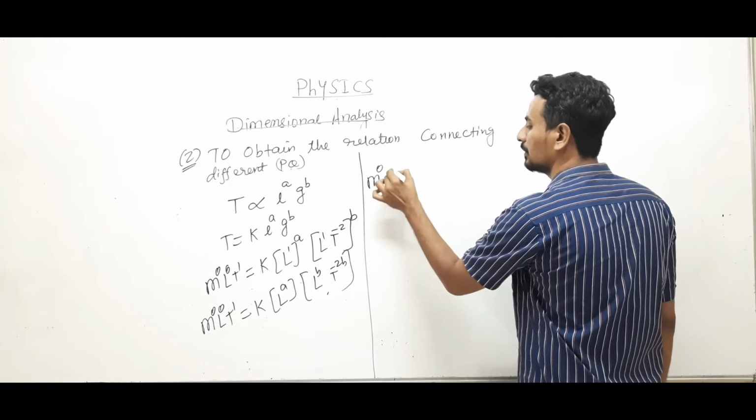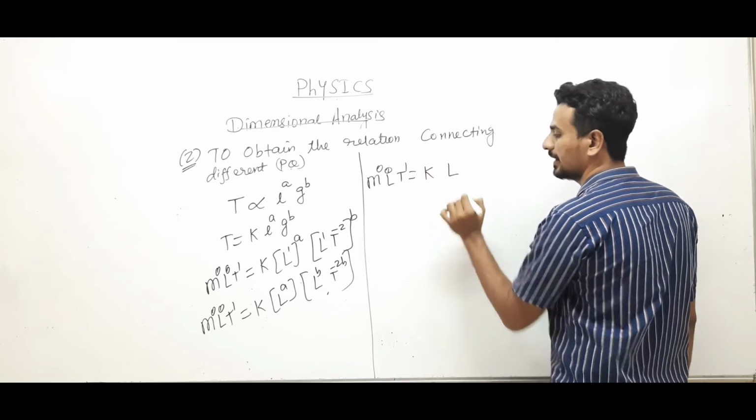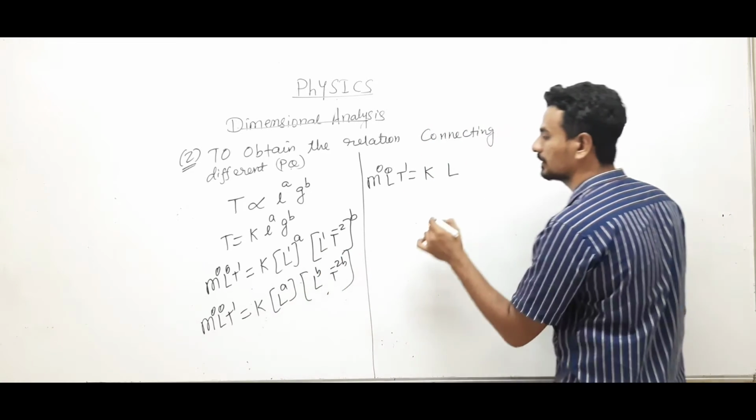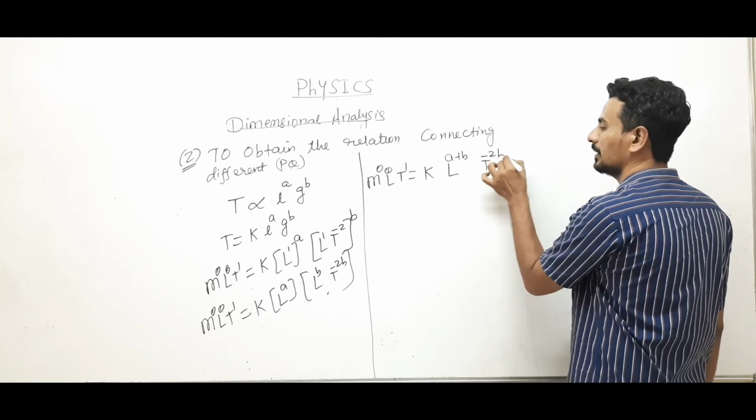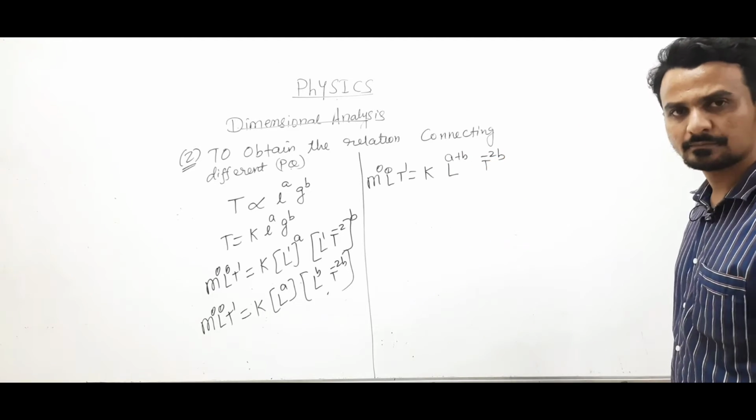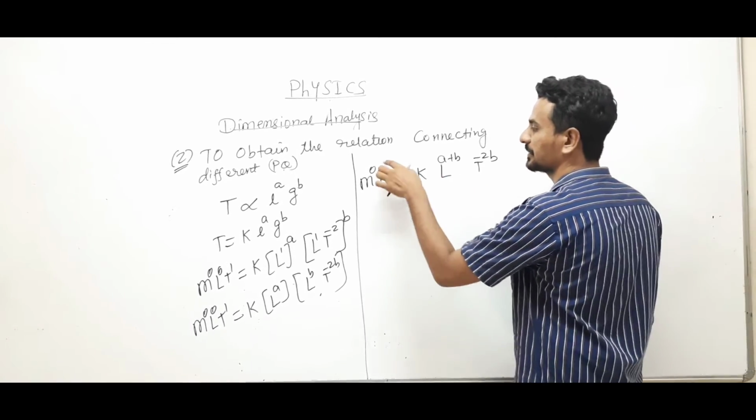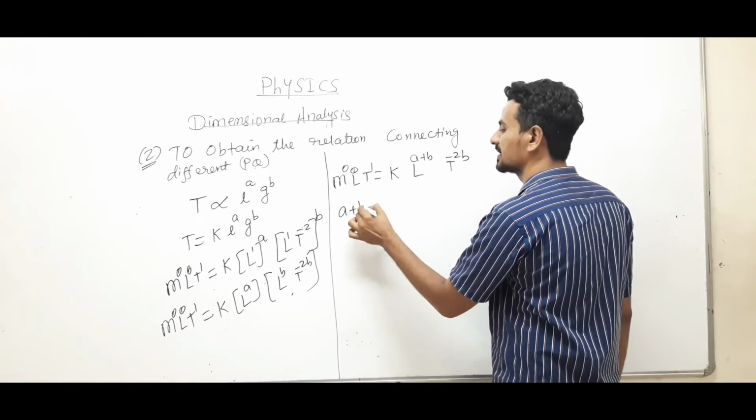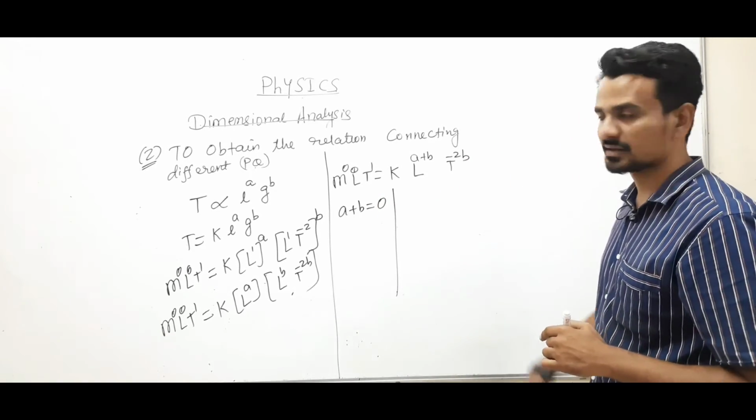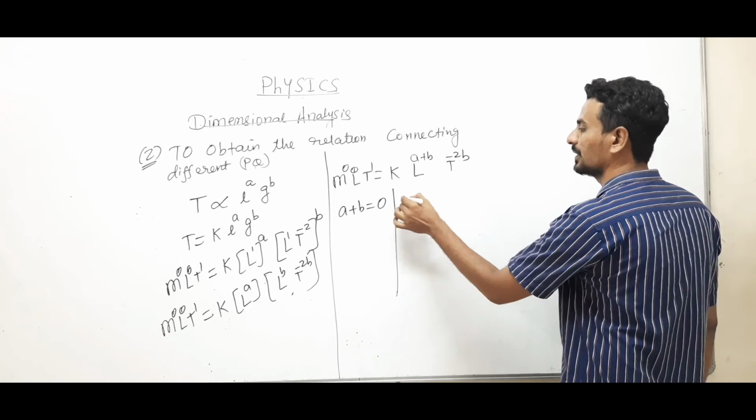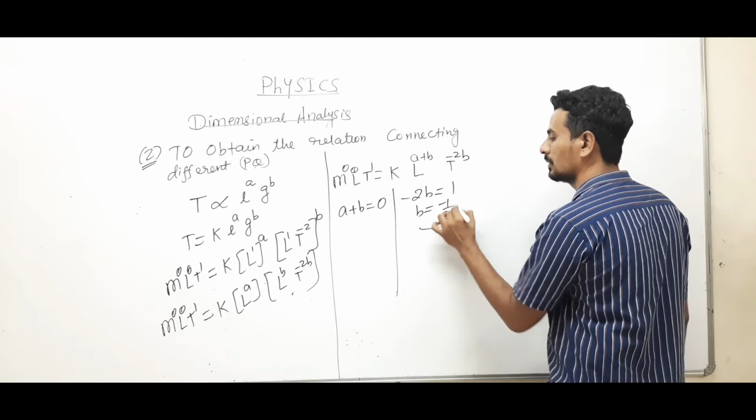Now left hand side M0 L0 T1 equals k, L raised to a, L raised to b. So it will be L raised to a plus b and T raised to minus 2b. Clear? Okay, so here L is having the power a plus b, L is having the power 0. So a plus b is equal to 0. T is having the power minus 2b, T is having power 1. So minus 2b is equal to 1. So b is minus 1 by 2.